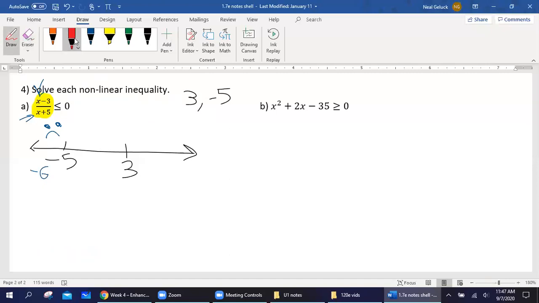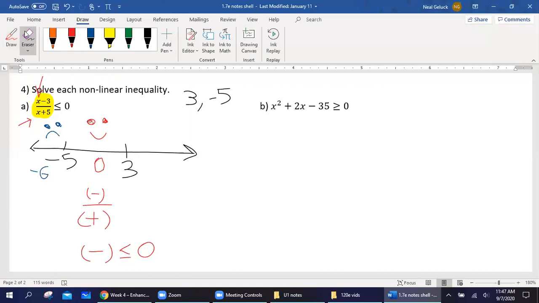All right, now I'll test a number in between. 0 would be an easy number to test. And again, I only really care about if stuff is positive or negative. So if I plug 0 into the numerator, that would be negative. If I plug 0 into the denominator, that would be positive. A negative divided by a positive is negative. And I ask myself, hey, are negatives less than or equal to 0? Yes, they are. So that means things in the middle worked.